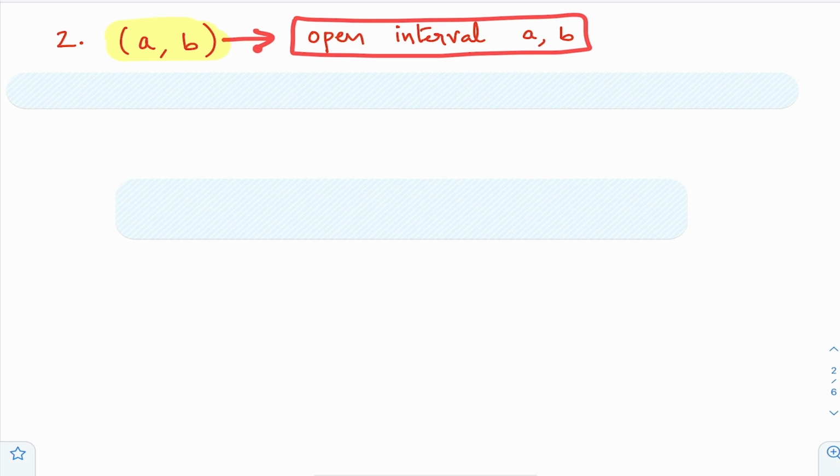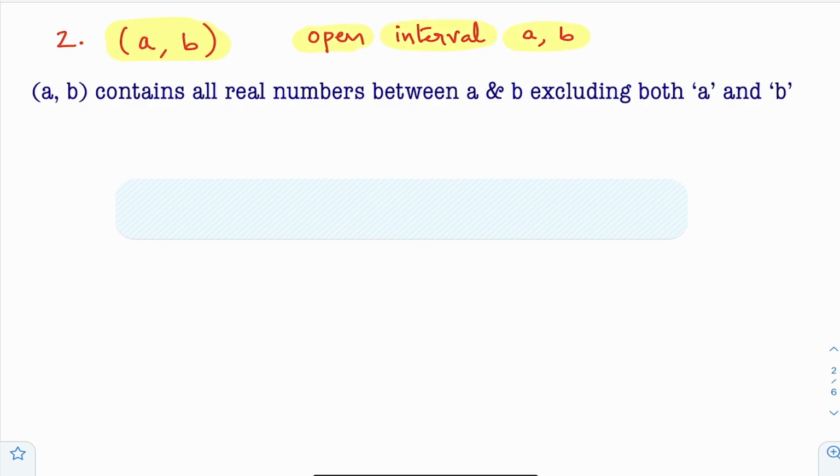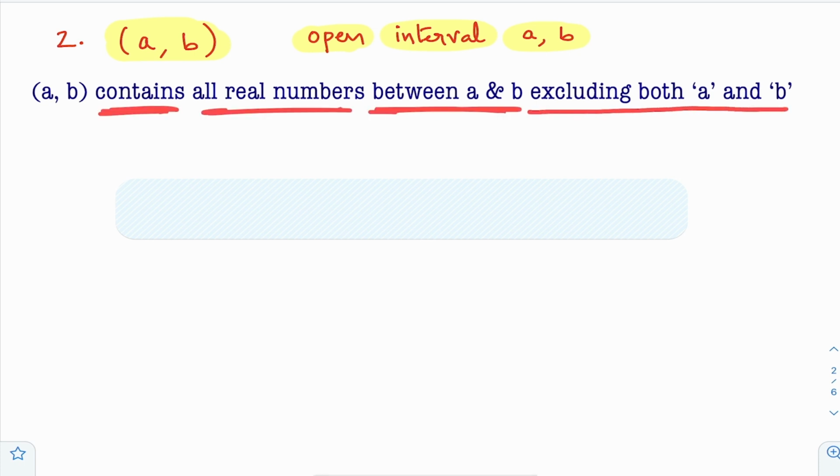We read it as open interval a comma b. You observe here, what is this interval? How do we read it? We read it as open interval a comma b. Open interval a comma b contains all real numbers between a and b, excluding both a and b.